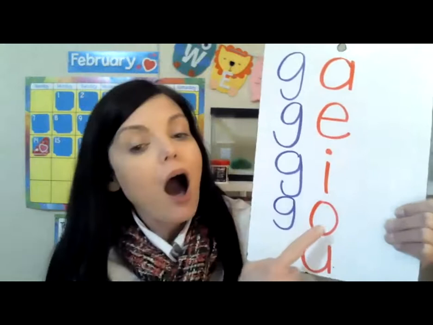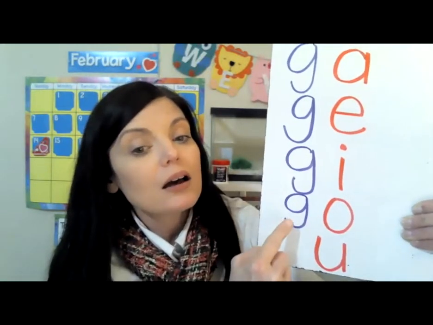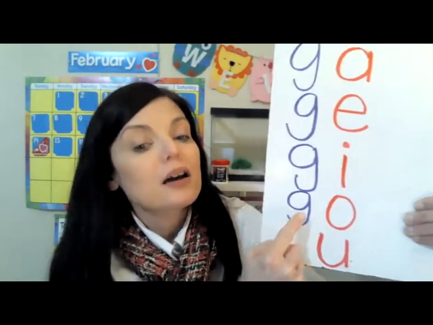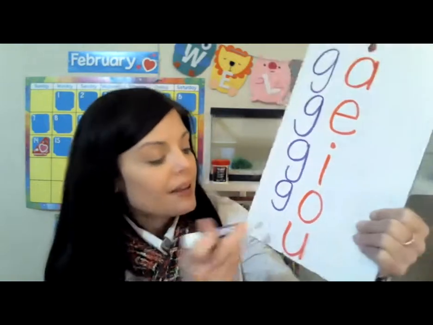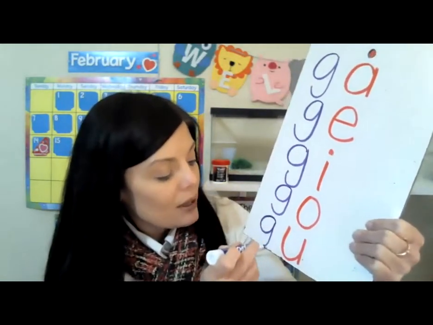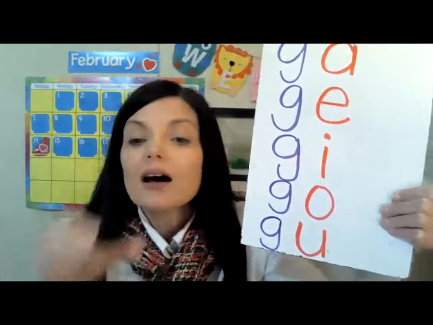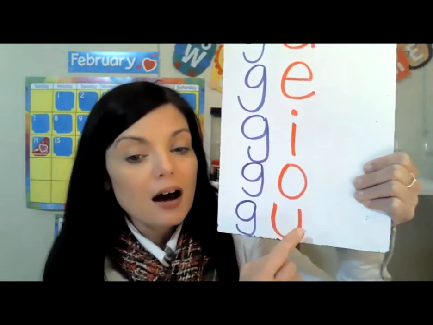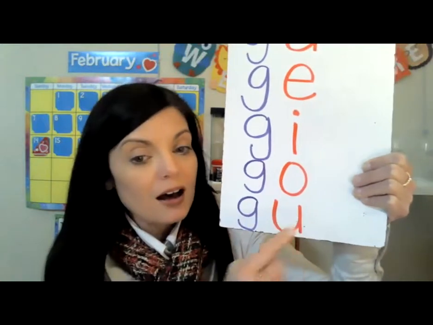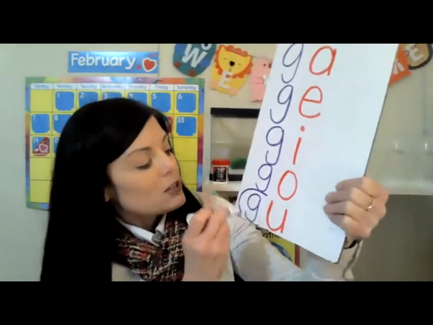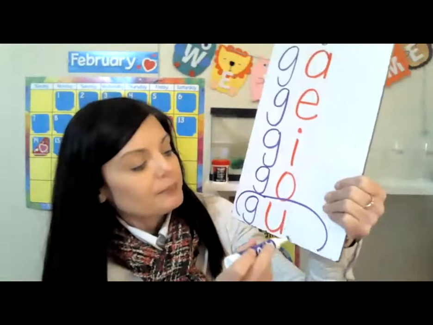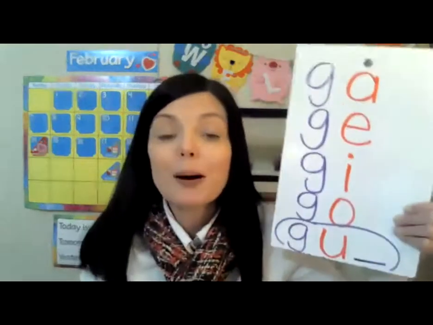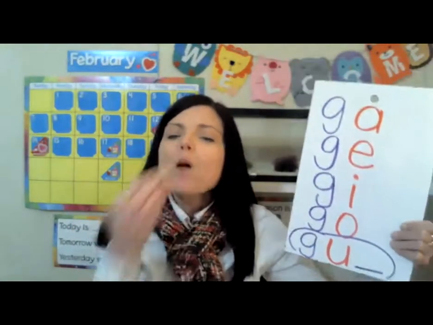G, O, go, go. Finally, let's put G with the letter U. G, U, gu, gu. Now I want to make this one into a word. I'm going to circle it. I love bubble gum. Do you like bubble gum?